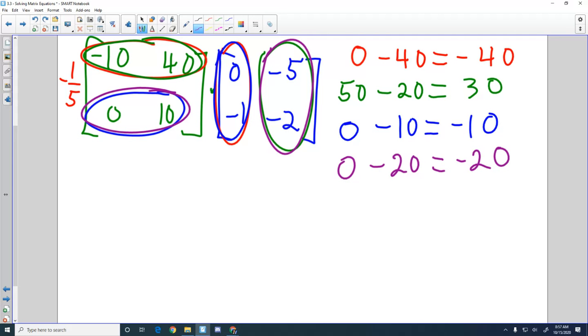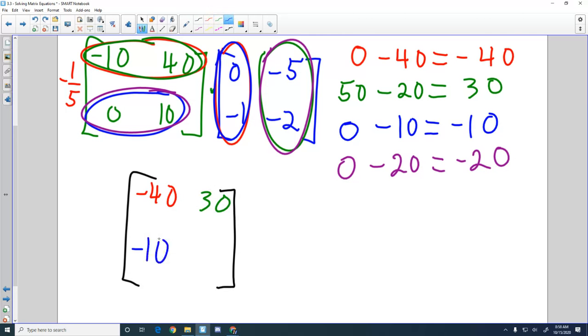So that was just matrix multiplication, just like we did earlier this week. So I'm going to write those in my matrix here. So we have a negative 40, 30, negative 10, negative 20. All right, we're super close to the end now. What's the one last piece that I need to put in there?